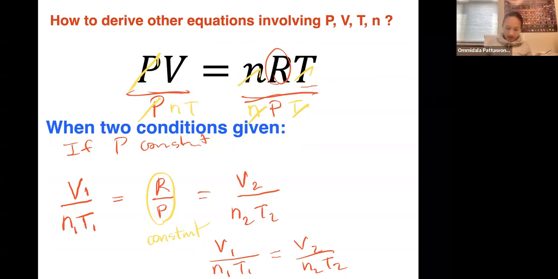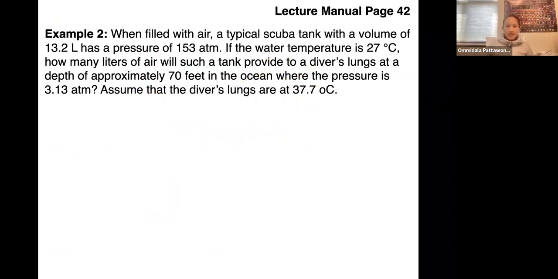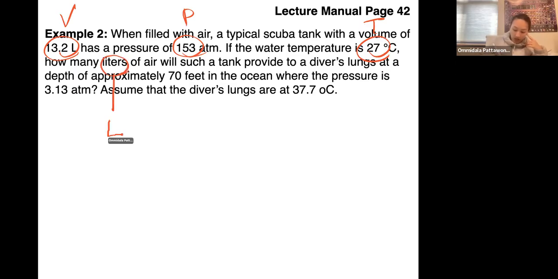Well, let's take a look at an example. This example gives a scuba tank with a volume of 13.2 liters. So this is the volume. It's giving you the pressure as well. And it tells you the water temperature is 27 degrees Celsius. So this is temperature, and it's asking you how many liters, which is volume.